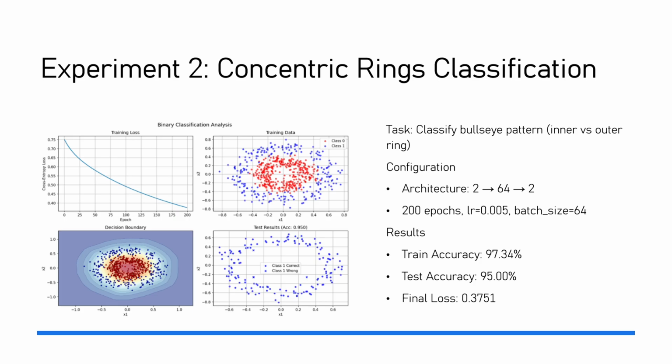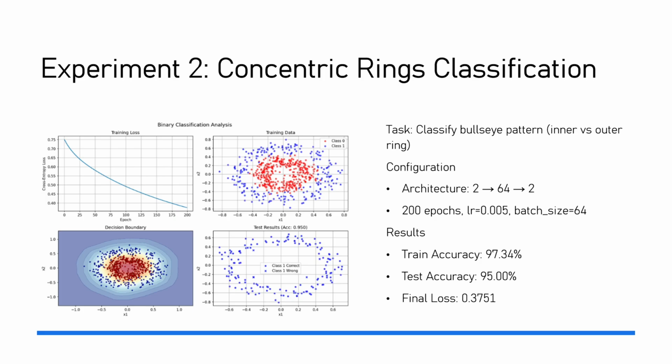The training data plot shows clear separation between red inner ring and blue outer ring points. The decision boundary visualization is particularly interesting. The contour plot shows smooth circular regions correctly separating the two classes. The network successfully learned the radial pattern using only matrix operations and ReLU activations.